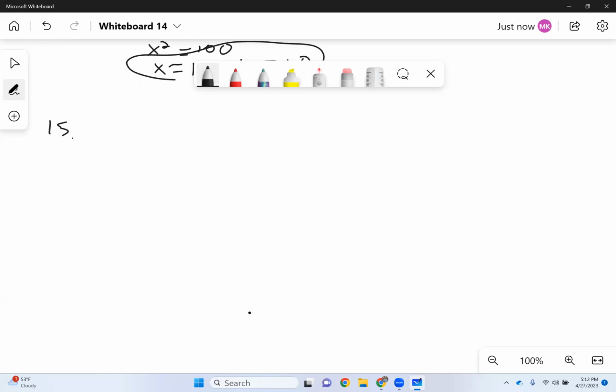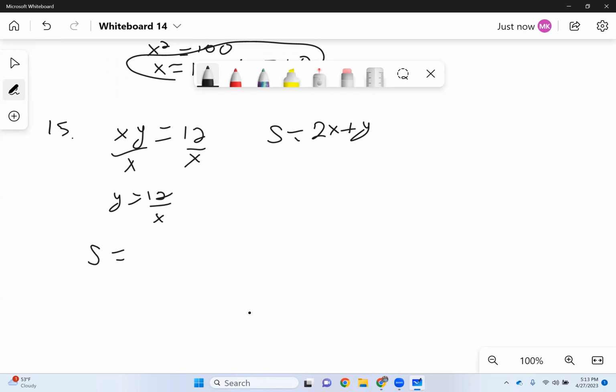Find positive numbers x and y satisfying the equation xy equals 12 such that 2x plus y is as small as possible. Let's call that the sum, S, of 2x plus y. All right, let's start on the left side. We'll divide both sides by x, so we have y equals 12 over x. We'll substitute for y into the second equation. So S equals 2x plus 12 over x, which we're going to call 12x to the negative 1.